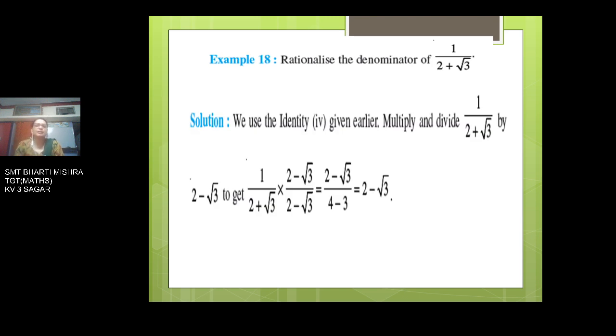Now let us consider another question. Rationalize the denominator of 1 upon 2 plus root 3. Now we use the identity 4 given earlier. We have to multiply and divide 1 upon 2 plus root 3 by 2 minus root 3. So the rationalizing factor is decided by looking at the denominator. Here the denominator is 2 plus root 3. Hence the rationalizing factor is 2 minus root 3.